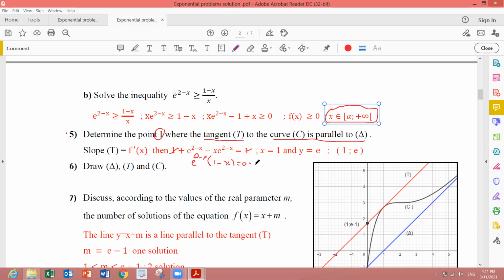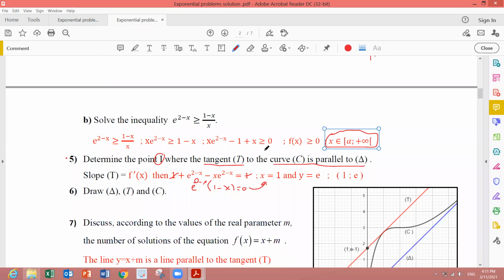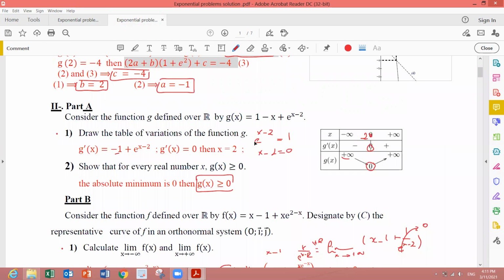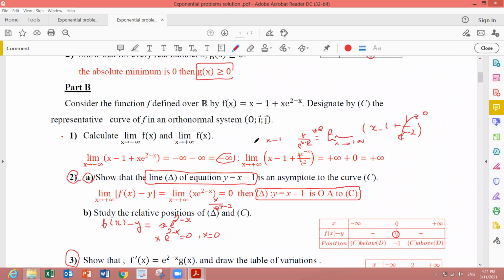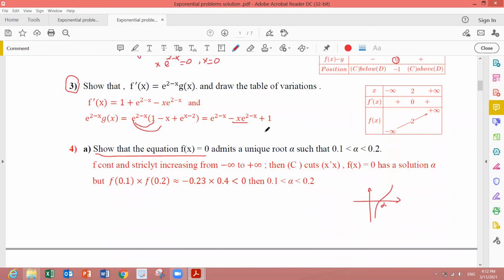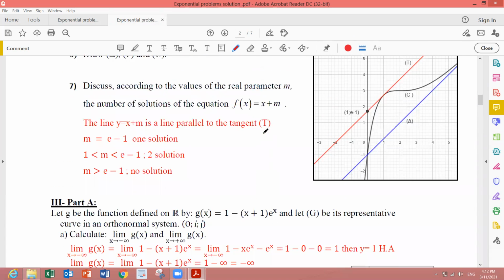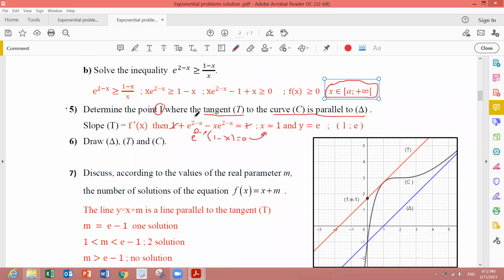So x equals 1. To find the value of the ordinate, we calculate f of 1. f of 1 is 1 minus 1, 0, plus e to the 1, which is e. We get the point I (1, e).